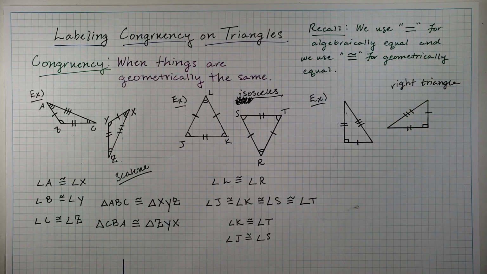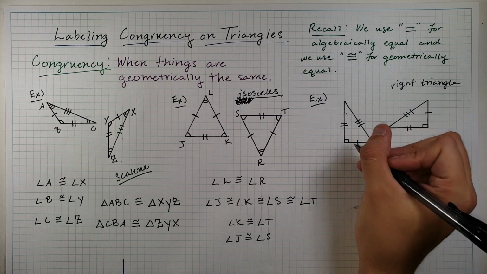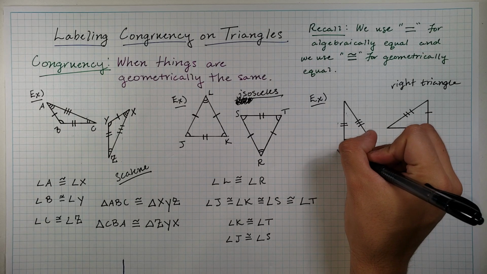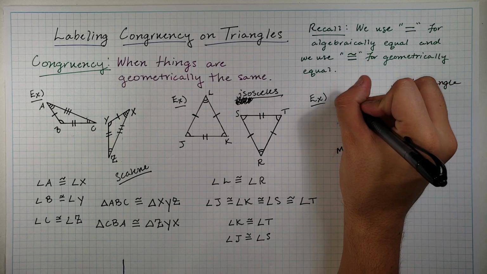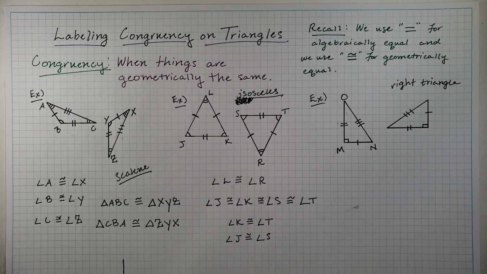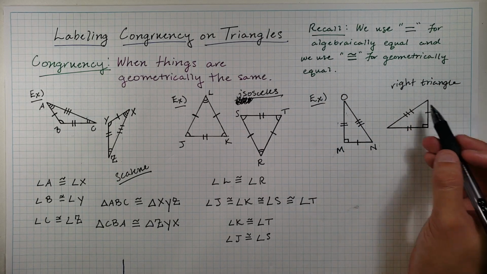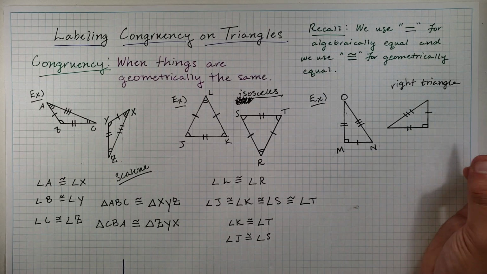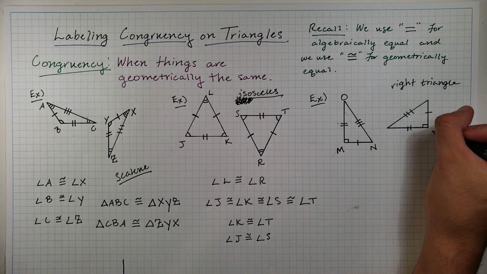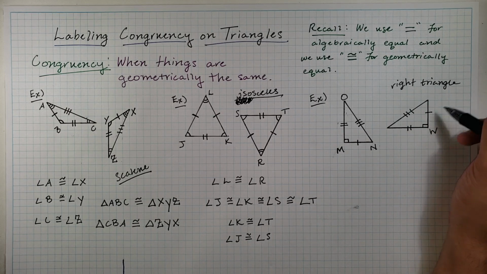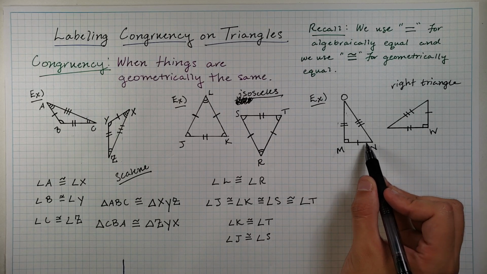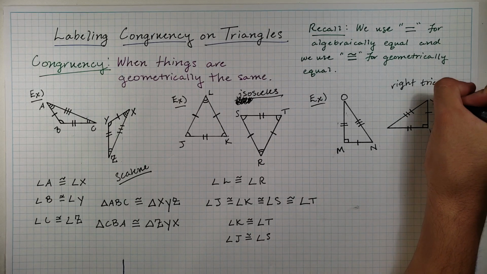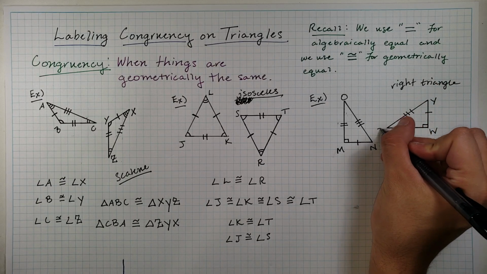All right, and then similarly, we can label this one. So let's say we wanted to call this M for this right angle, N and O. And let's say we wanted to call this one over here, the right angle, W. And then we can call the point across from the single tick mark Y, and then we'll call this top part Z.